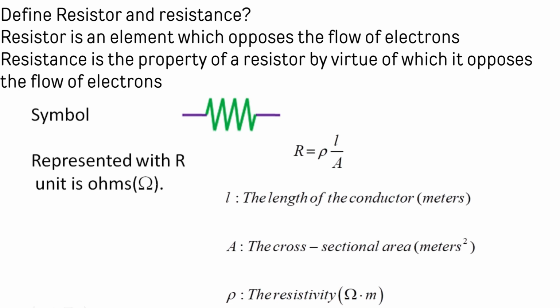Define resistor and resistance. A resistor is an element which opposes the flow of electrons. Resistance is the property by virtue of which it opposes the flow of electrons. The symbol is as shown in the figure. It is represented with R. The units are ohms, where R equals rho L by A, where rho is the resistivity with units ohm meter, L is the length of the conductor, and A is the cross-sectional area of the conductor.